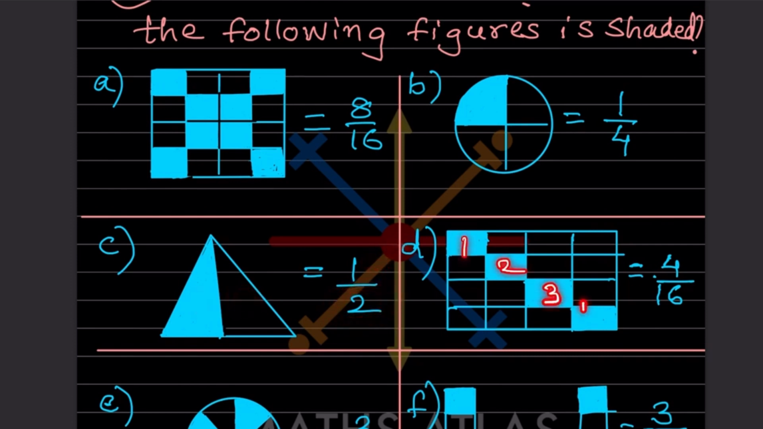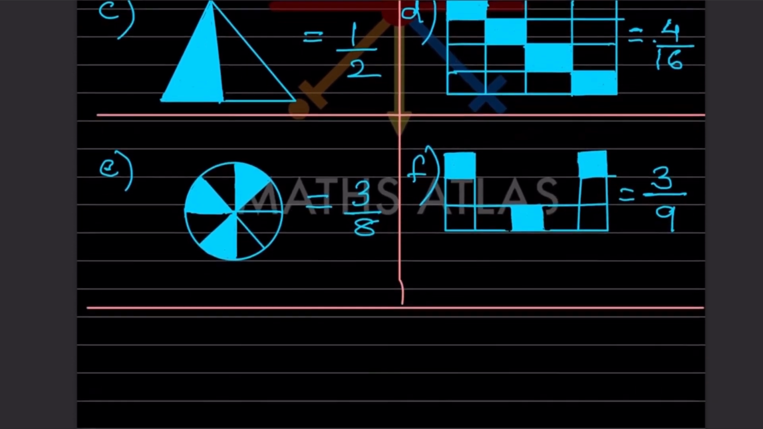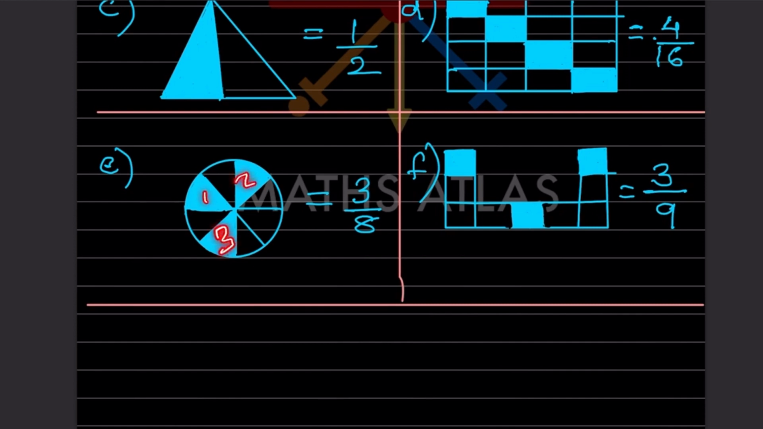1, 2, 3, 4. So 4. Out of how many? 1, 2, 3, 4, 5, 6, 7, 8, 9, 10, 11, 12, 13, 14, 15 and 16. 16 are there, right? So here 4 out of 16. Now here again 1, 2, 3. Out of here you will count all of these, that are 8, so 3 out of 8. Now here, what is that? 1, 2, 3. So this is 3 out of how many? 1, 2, 3, 4, 5, 6, 7, 8, 9. Hope you got it.